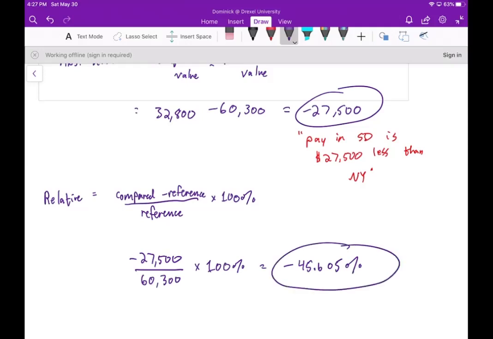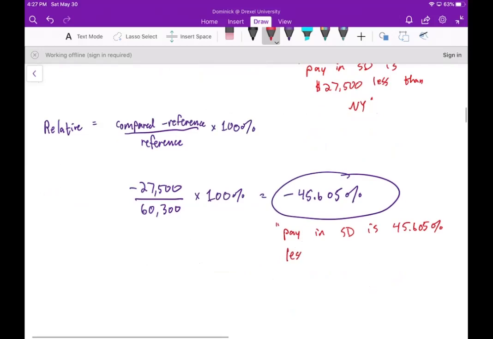Right? So a way that we can interpret this is that we could say, well, the pay in South Dakota is 45.605% less than in New York.